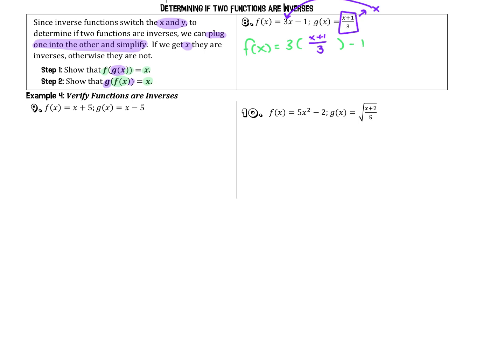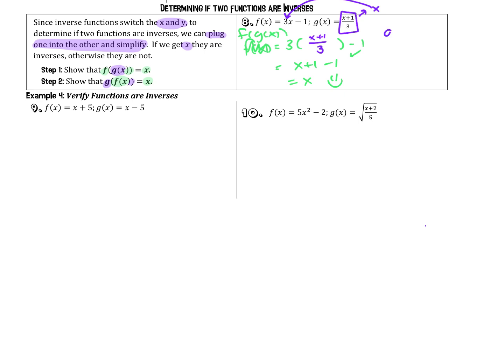So if I have this 3 on the outside and this 3 in the fraction, that 3 in the denominator and the 3 in the numerator are going to divide out. So this is going to simplify to be just x plus 1, and then this minus 1 out here, and that's going to simplify to just be x. So far, so good, because what this means is that this shouldn't say f of x, this should say f of g of x is equal to x.